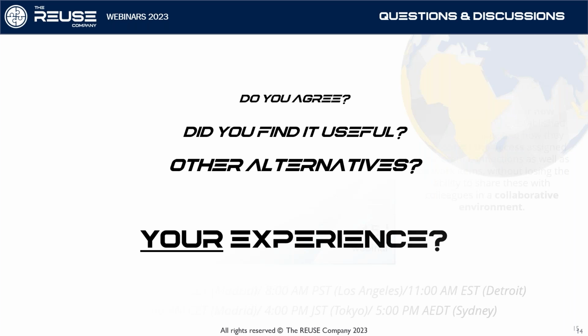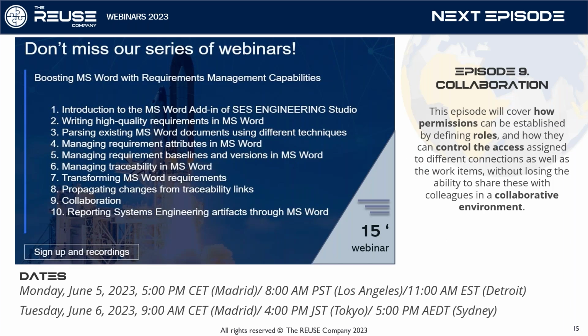Before we go, I would like to present the next episode, which is going to be on collaboration. This is the topic of today's session. I think it's quite interesting, but I think even more interesting and important is the cooperation and the collaboration between the different authoritative sources of truth. And this is going to be on the next episode. You have the dates here below. It's going to be Monday and Tuesday, June the 5th and the 6th, respectively.